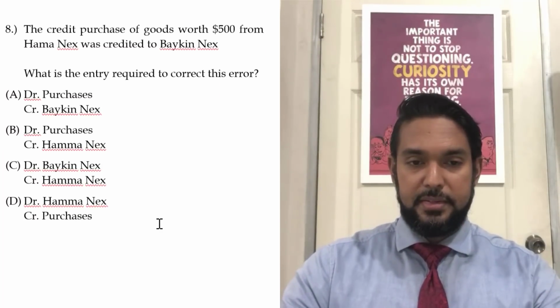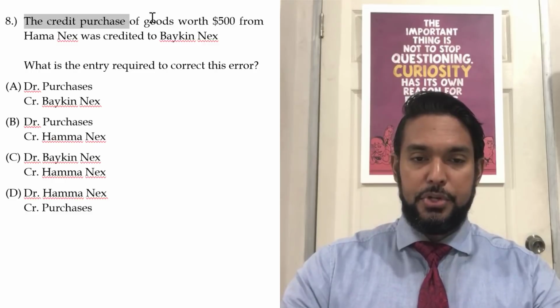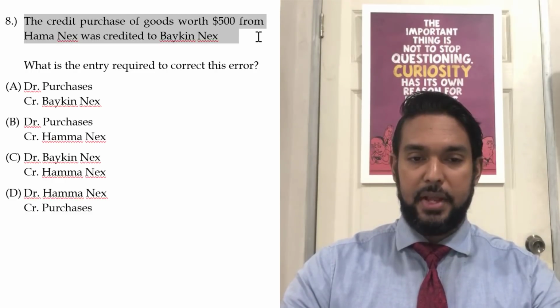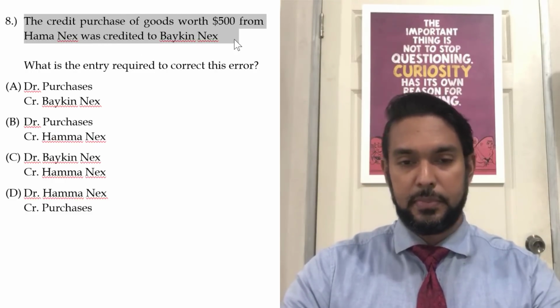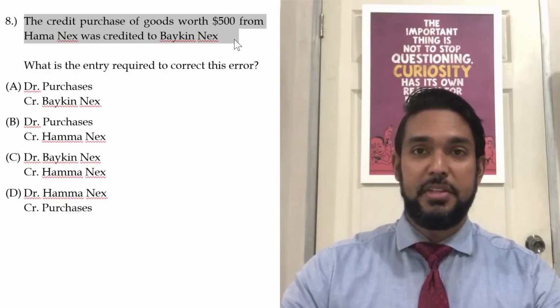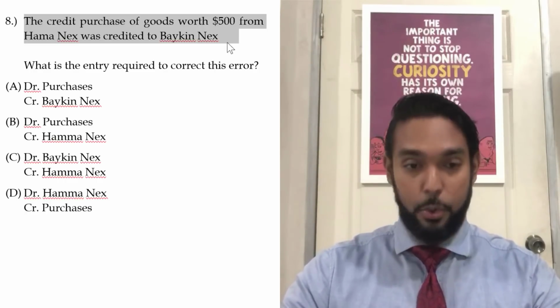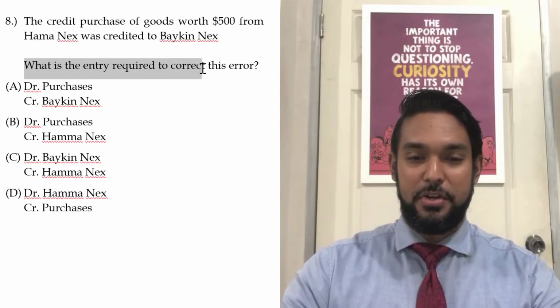Let's go down to number 8. The credit purchase of goods worth 500 from Ham and X was credited to Bacon X. Can anybody tell I was making these questions when I was waiting for breakfast? Okay, so what is the entry required to correct this?